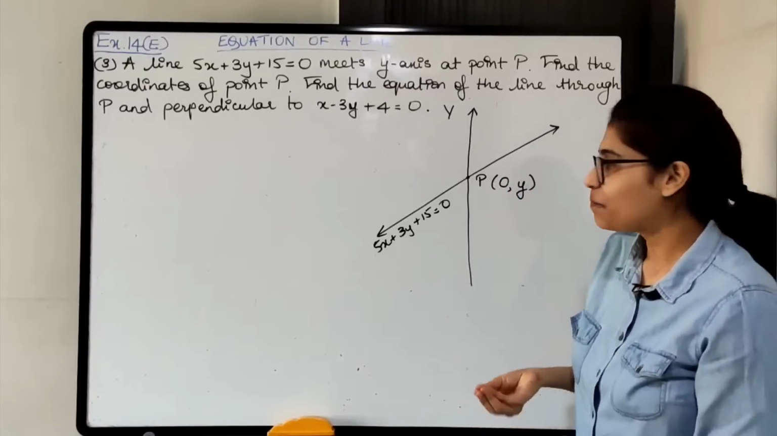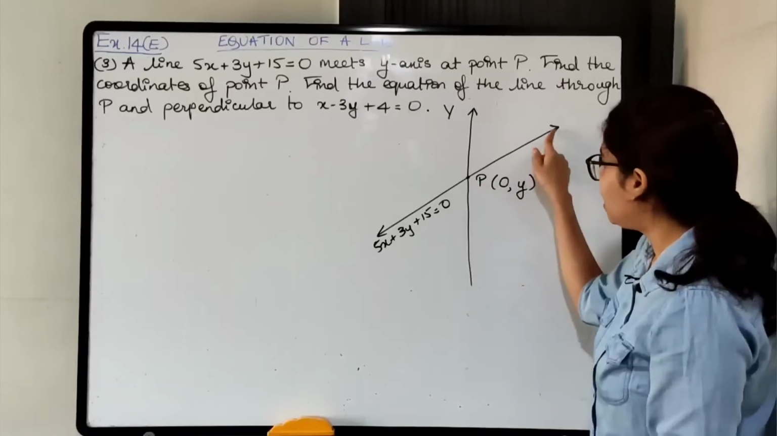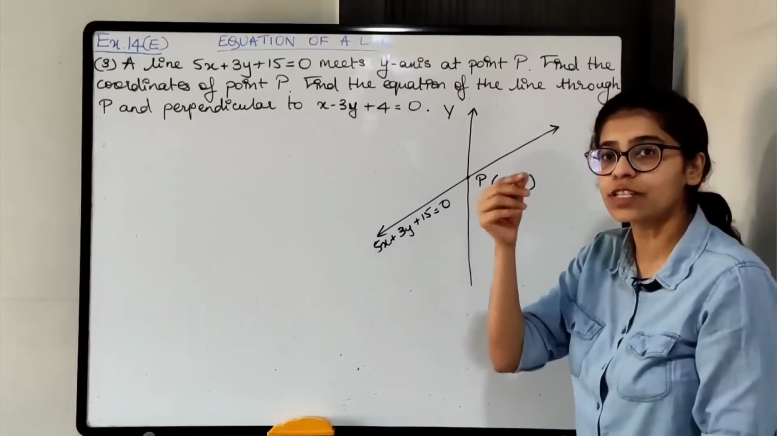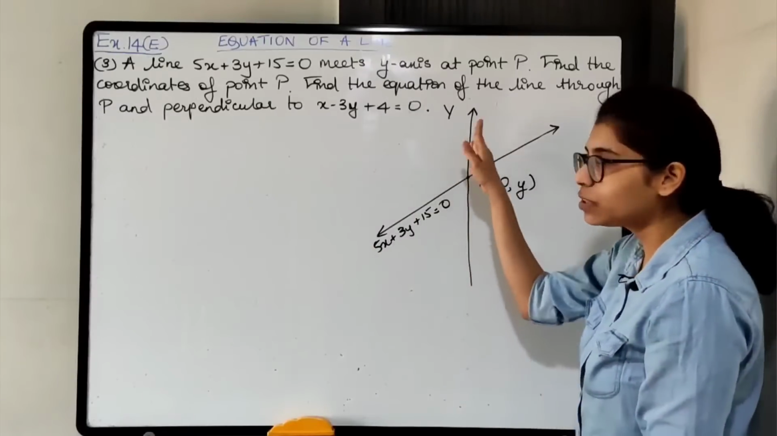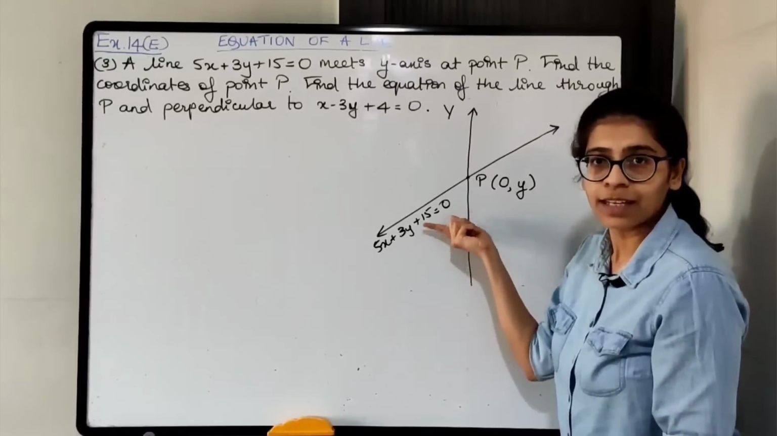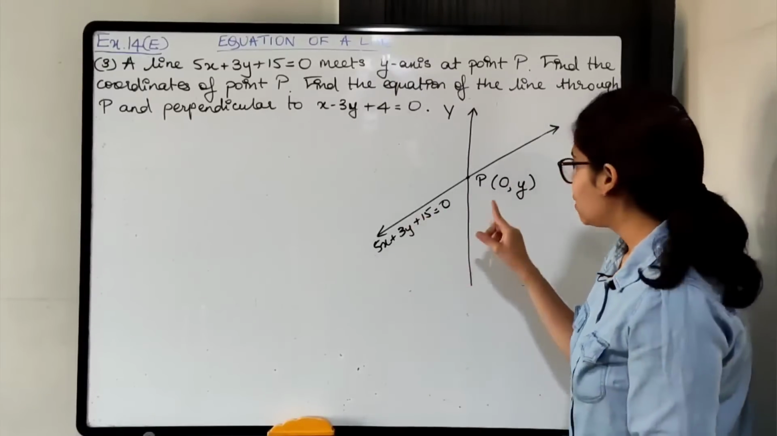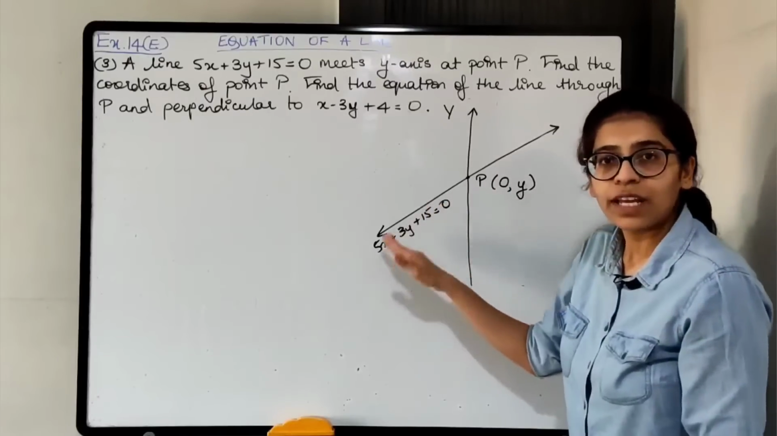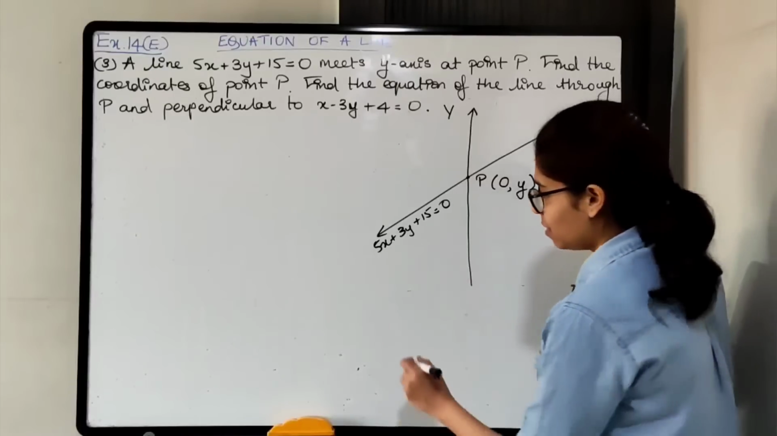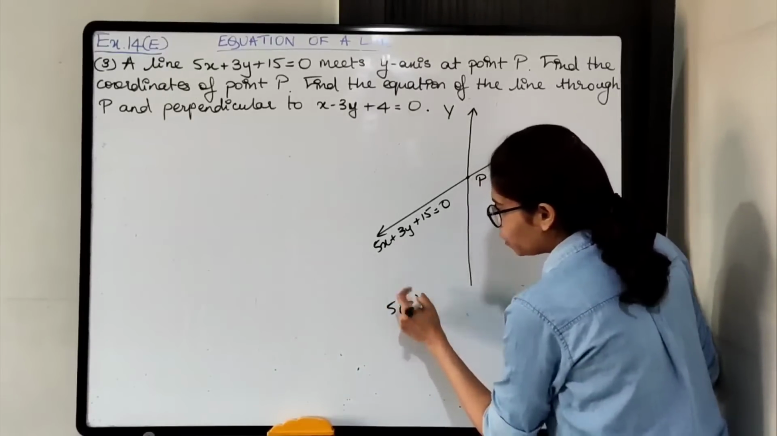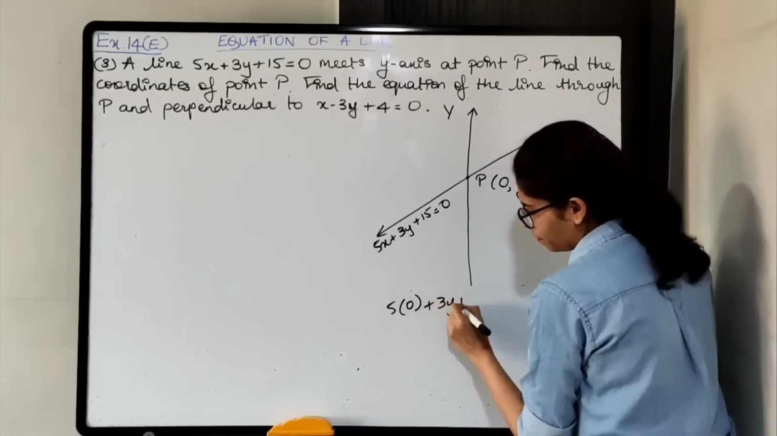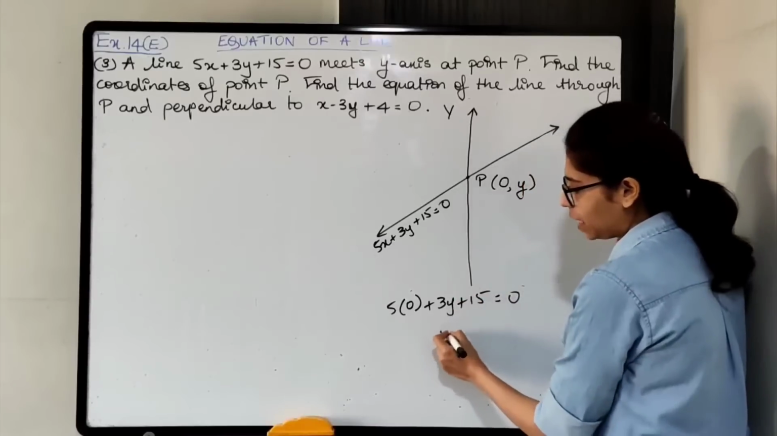How will I find it? P is lying on this line. It is lying on the y-axis also, and on this line also, because it is the point of intersection. So it is lying on both the lines. So I can substitute the values over here. The x coordinate is 0. I'll put x as 0 and find the value of the y coordinate. Easily I'll get it. 5 into 0, because the x coordinate is 0. y we'll keep as it is. And we'll get the y coordinate. Okay.